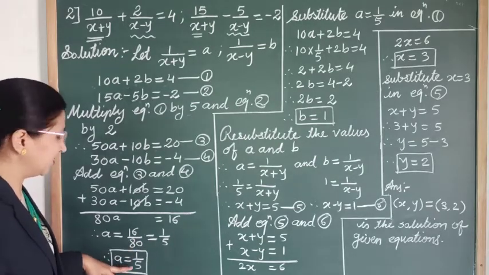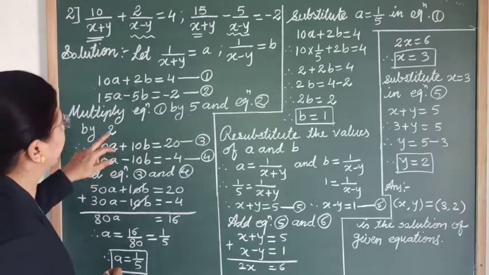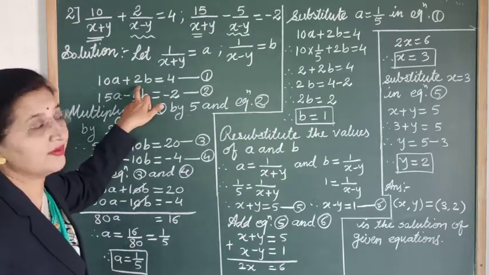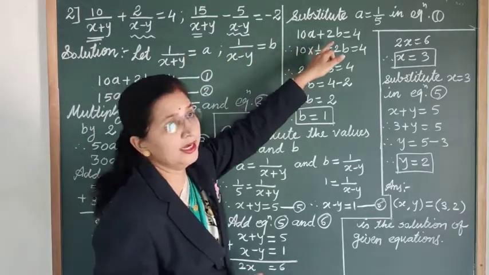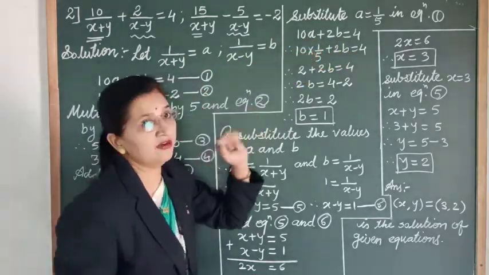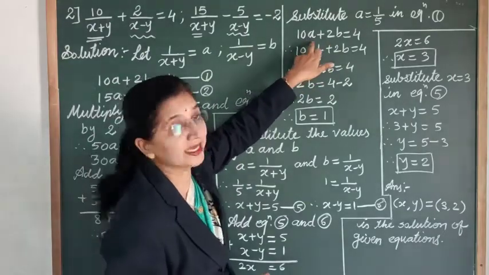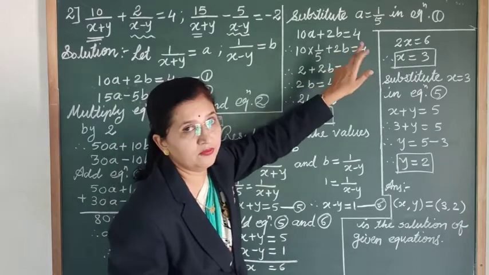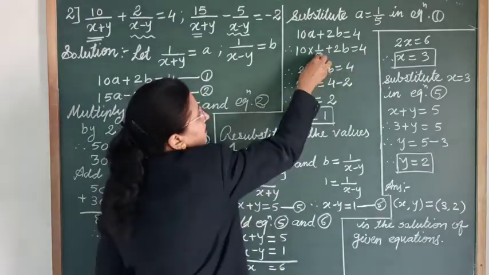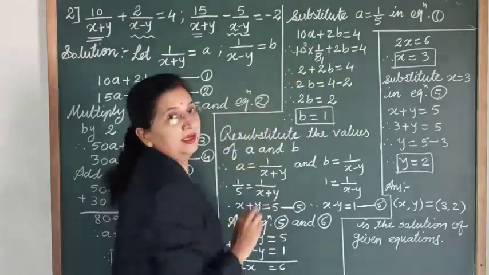Let's substitute this value of a in the first equation. So what is our first equation? 10a plus 2b is equal to 4. The value of a we got is 1 upon 5. So this a will be replaced by 1 upon 5, plus 2b is equal to 4. So here 5 and 5, 5 2s are 10.